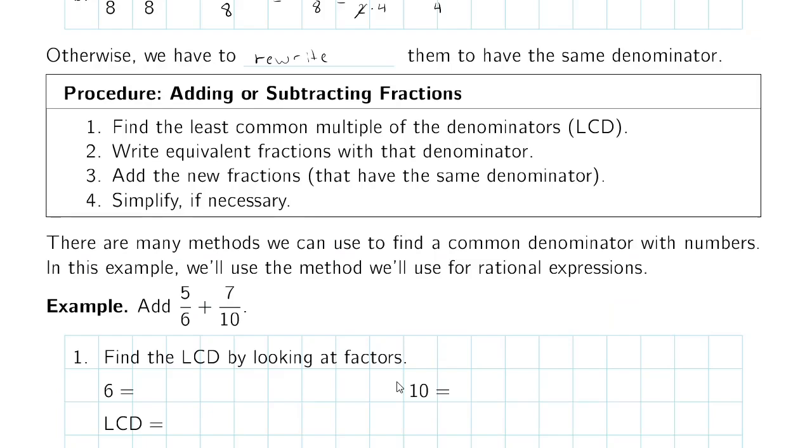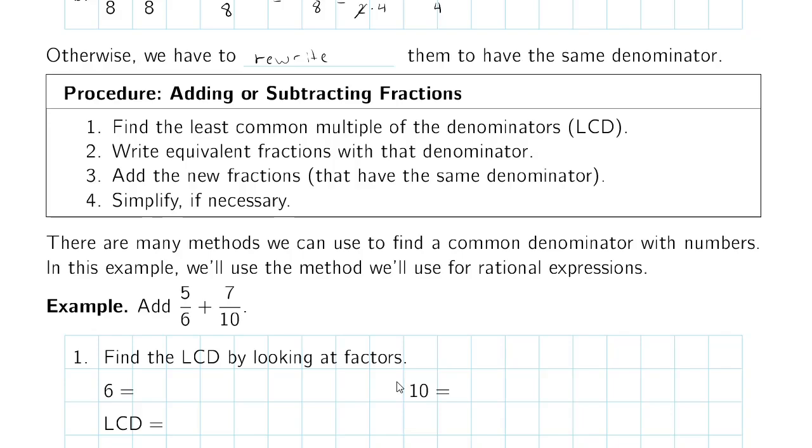If we have fractions that are presented to us with different denominators, there are 4 steps to adding them or subtracting them. First, we need to find the least common multiple of the denominators. Right? A common multiple means each denominator is a factor of the denominator we want to come up with. Then we write equivalent fractions that have that denominator. We add these new fractions, which now have the same denominator. And finally, we simplify.